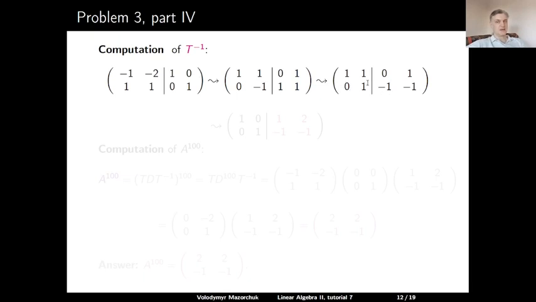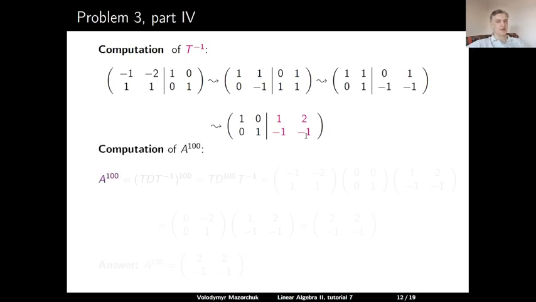And now we subtract row 2 from row 1. So we get the matrix 1, 0, 1, 2, 0, 1, minus 1, minus 2. So the inverse of our transformation matrix is the matrix 1, 2, minus 1, minus 1.